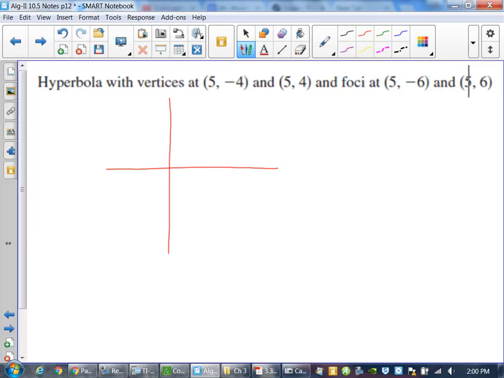5, -4, and 5, 4. If those are vertices, where's your center? 5, 0. Right away, you know that your center's got to be at 5, 0 for your H and K. It's at the midpoint of those, okay? The center is going to be at the midpoint of your vertices.